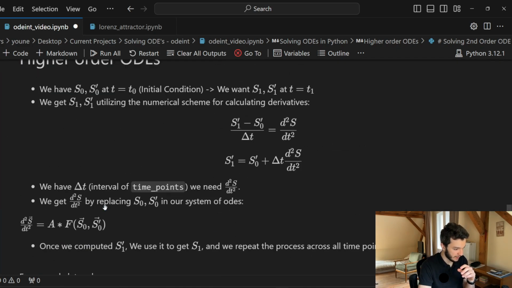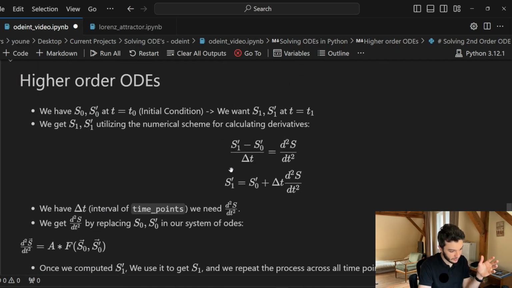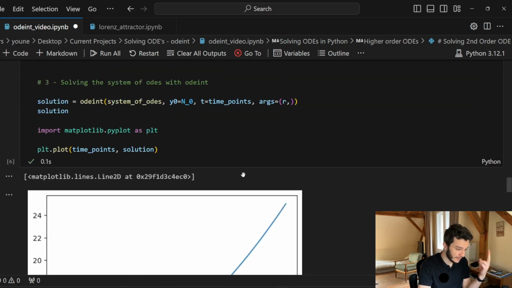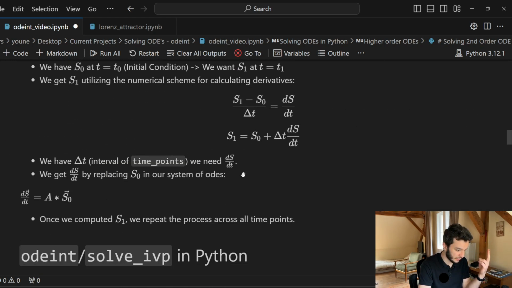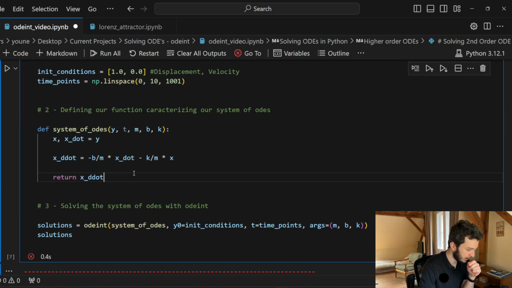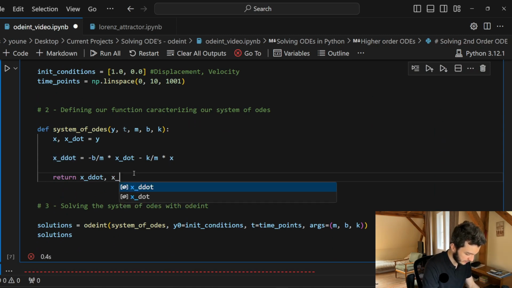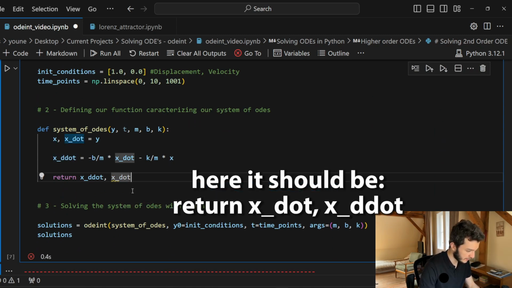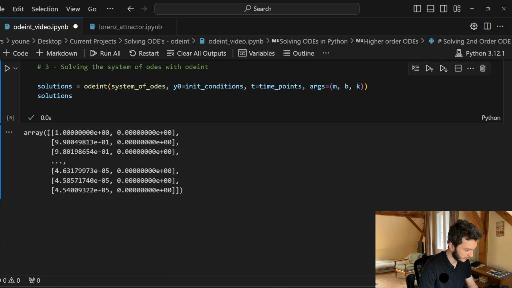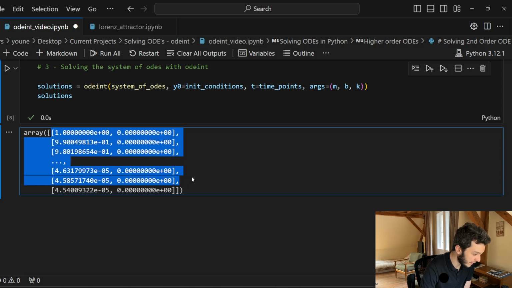Why? Because here you can see that we used it to compute S1 prime, but then we are going to need ds over dt to compute, here, S1. So we need both ds over dt and the second derivative of s over t. Alright, so let me just fix it right here. I return x dot and x dot dot. Okay, now everything should work. Alright, so we have an array right here. So it's a 2 by n array.